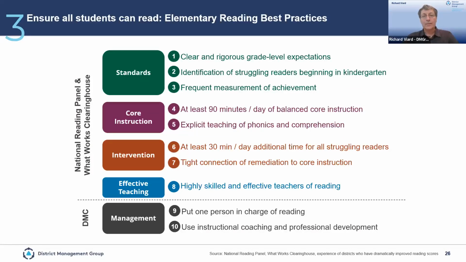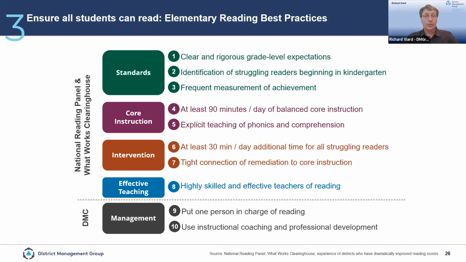So DM Group has created a framework for reading. It's based mostly on research that we've done, including the National Reading Panel and What Works Clearinghouse. And it has 10 elements. One is based on standards. So it starts with clear and rigorous grade level expectations for students. The identification of struggling readers beginning in kindergarten, so very early, and frequent measurements of achievement to make sure that students can get the supports they need right away without waiting for 3rd grade to find out there's a deficiency in reading.